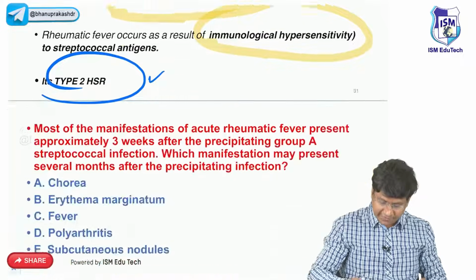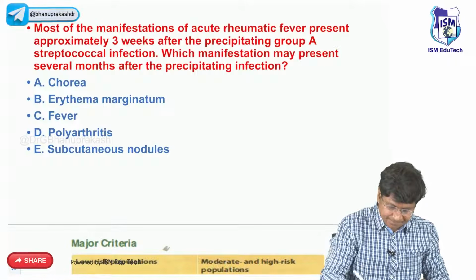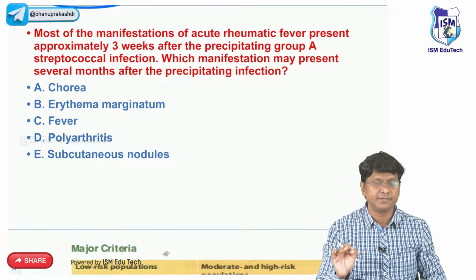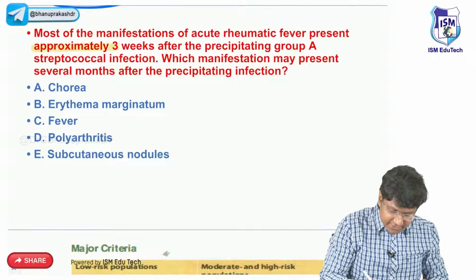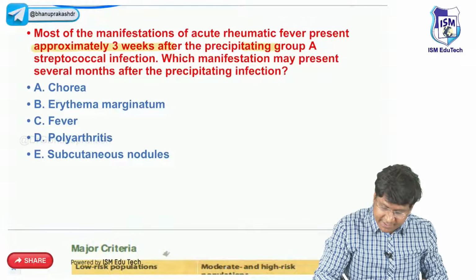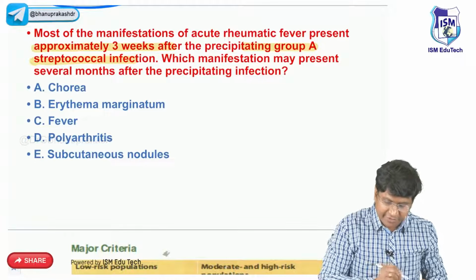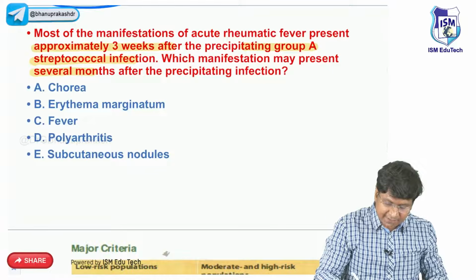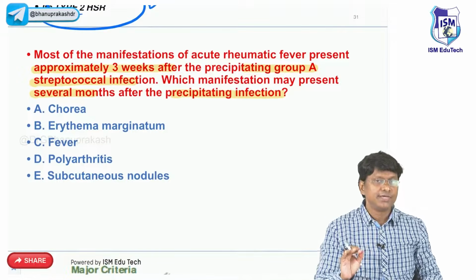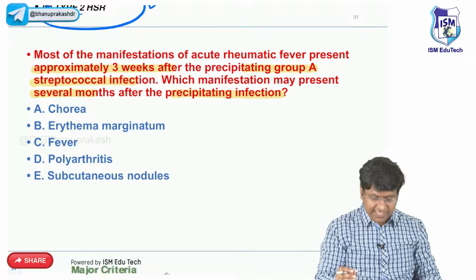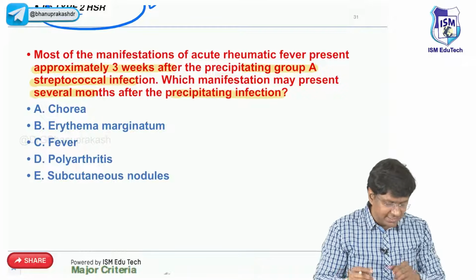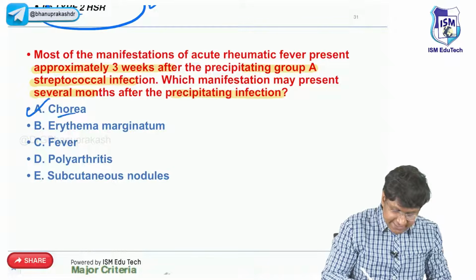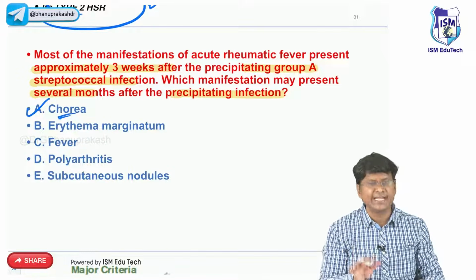Now in rheumatic fever, you see this question, very important: most of the manifestations of acute rheumatic fever present approximately 3 weeks after the precipitating group A streptococcal infection. Which manifestation may present several months after the precipitating infection? Chorea, erythema marginatum, fever, polyarthritis, subcutaneous nodules. So what do you think is the late manifestation? Right, very good, Himanshu. That is the chorea. The chorea is the late manifestation.